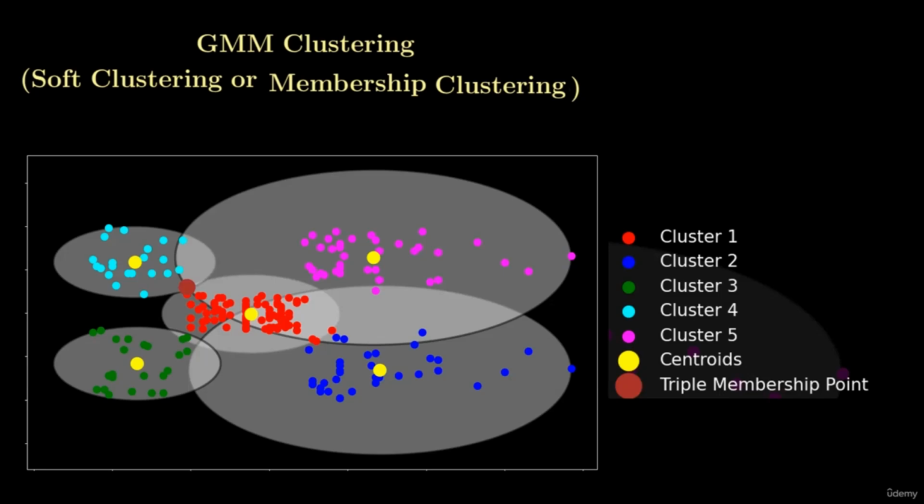So in this lecture, we see that K-means clustering is a hard clustering technique and GMM clustering is a soft clustering technique. K-means clustering cannot address the problem for those points which are present at the border of more than one cluster. However, GMM clustering will assign the memberships in terms of probability to those points, so that a single point may have the membership of more than one cluster.